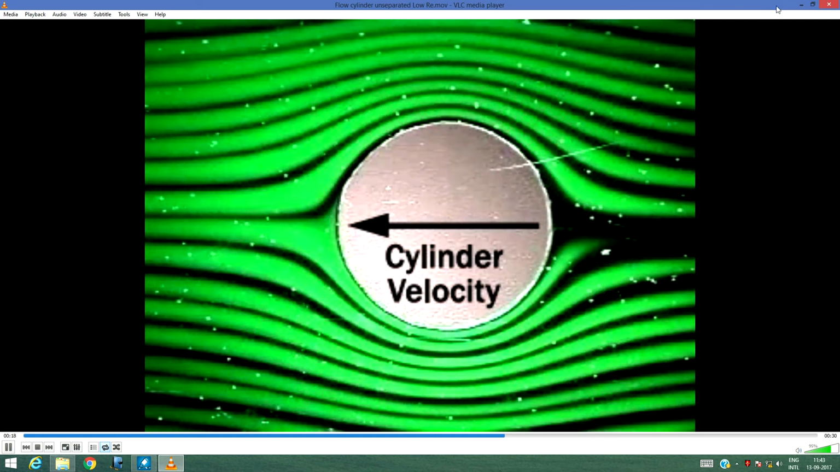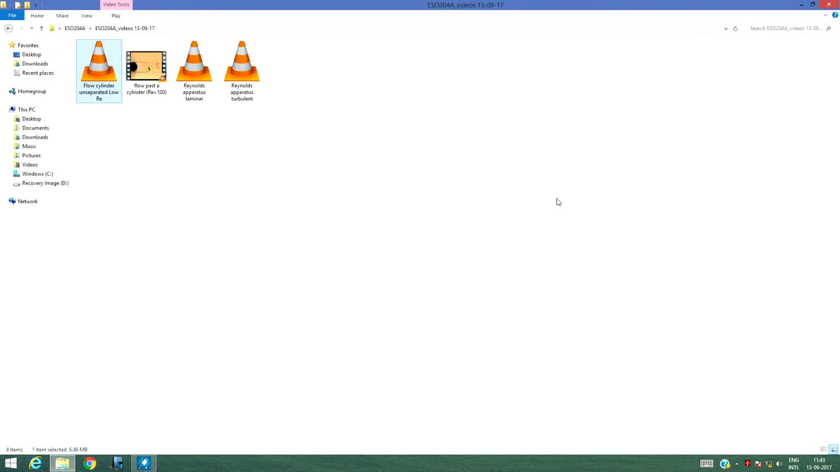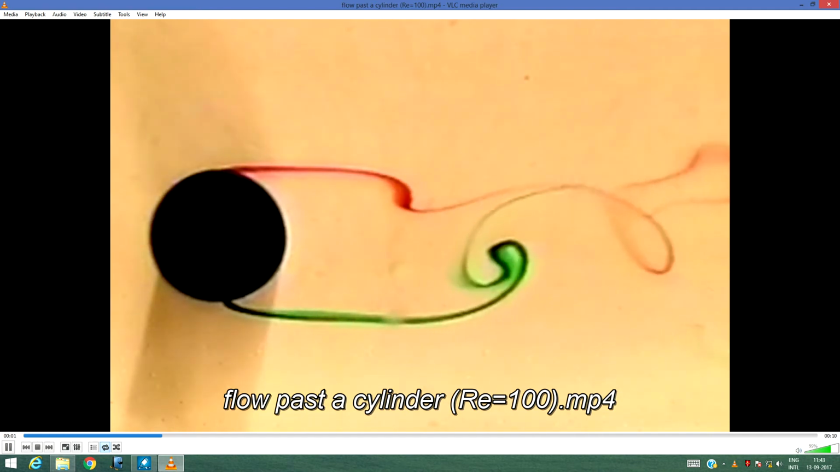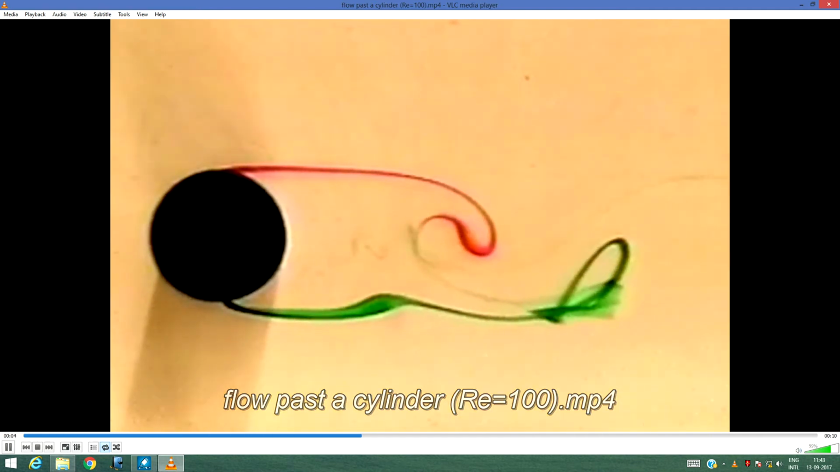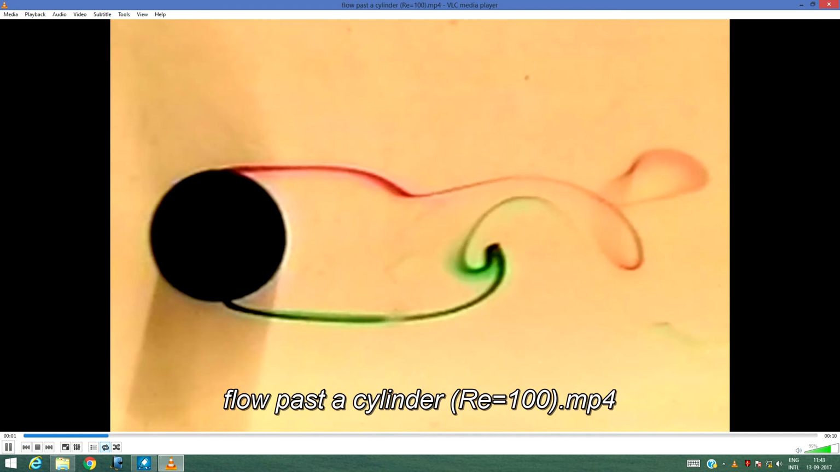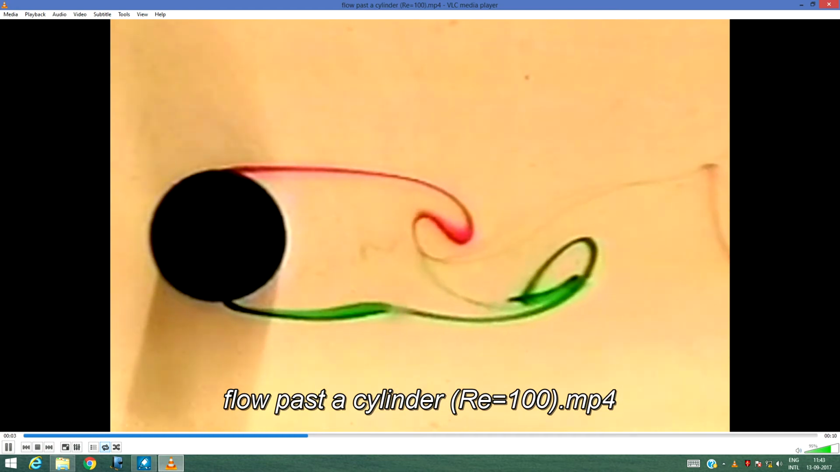This is what happens at low speed, for which you had that CD versus RE curve, with that diminishing branch. Now, let us see what happens when the speed is increased. The speed is increased, but the video has been slowed down. Here the fluid is moving, and the cylinder is fixed. You see that the fluid is not staying attached to the surface of the cylinder.